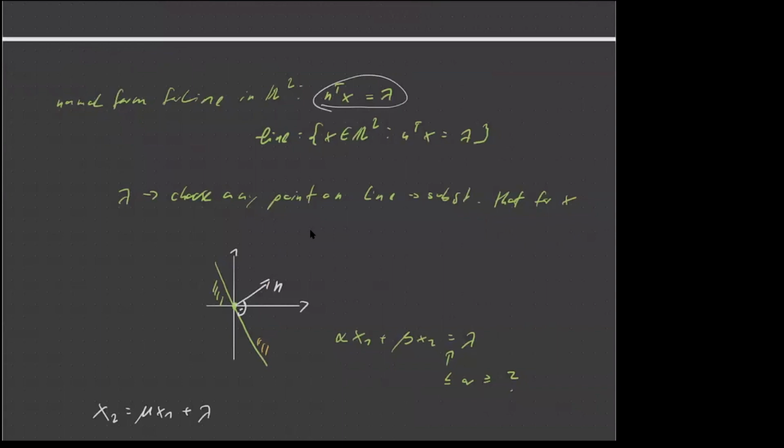So in a setting like this one, I want to describe that green line as the set of all points, all x in R2, where x is perpendicular to that vector n. That's the same thing as saying I want the scalar product of x and n to be 0. And that scalar product is just n transposed x, the standard scalar product. So that's where this transpose comes from.